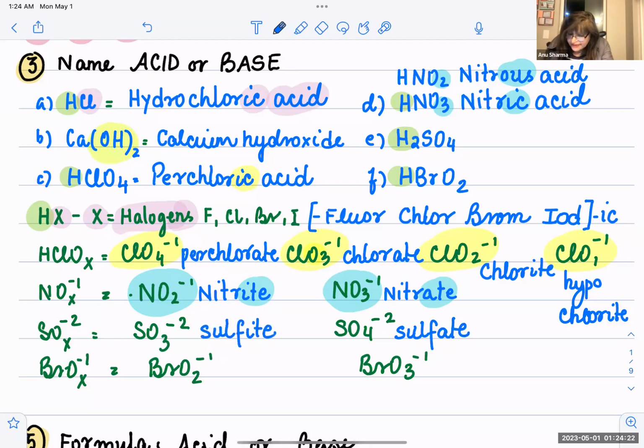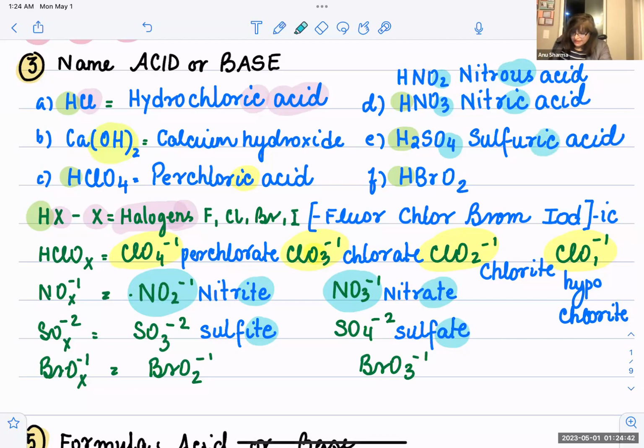So ITE is going to end in ITE and ATE. So similarly here, this becomes sulfuric acid, S-U-L-F-U-R-I-C, sulfuric acid. Okay, so here is this IC and sulfate.